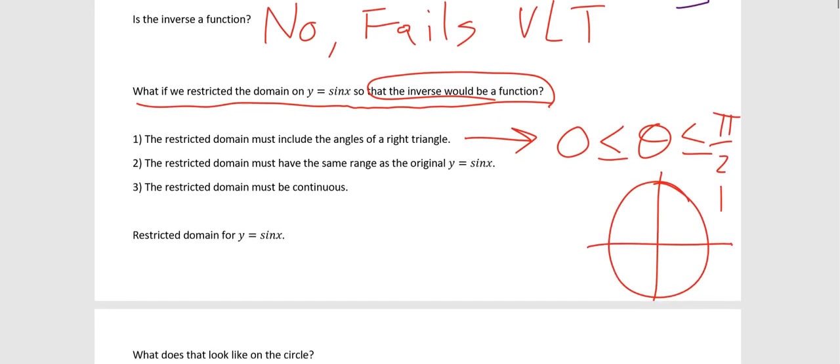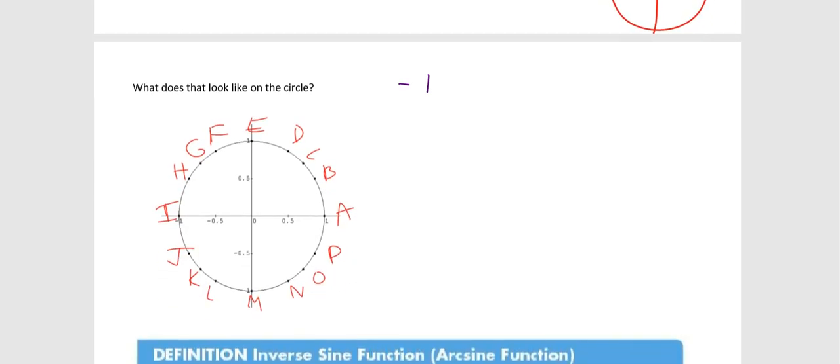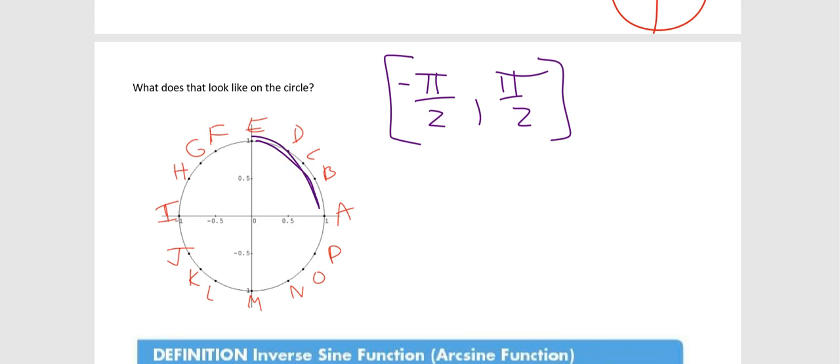Now, where would you find that on a circle? Where would you find -π/2 to π/2? Before we go to lunch, I just want to know where in the world we find that section. Okay, we know that the right triangle stuff has to be included, but where's -π/2 to 0? Down there. So we're talking about the right half of the circle, including the endpoints. I'll just put the brackets because we know that we're including them. Okay?